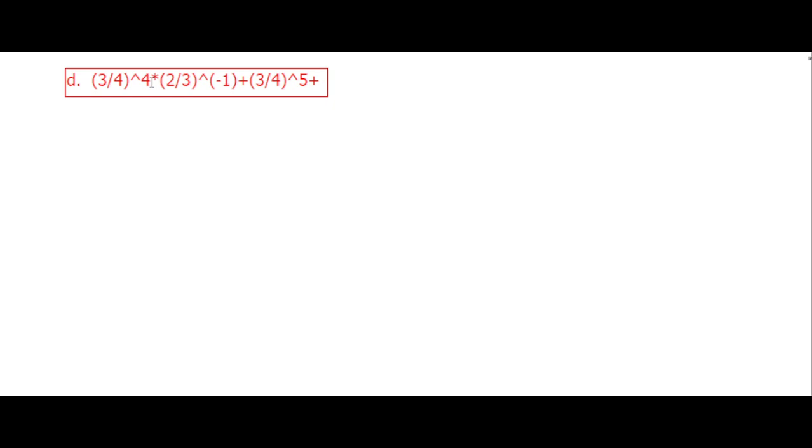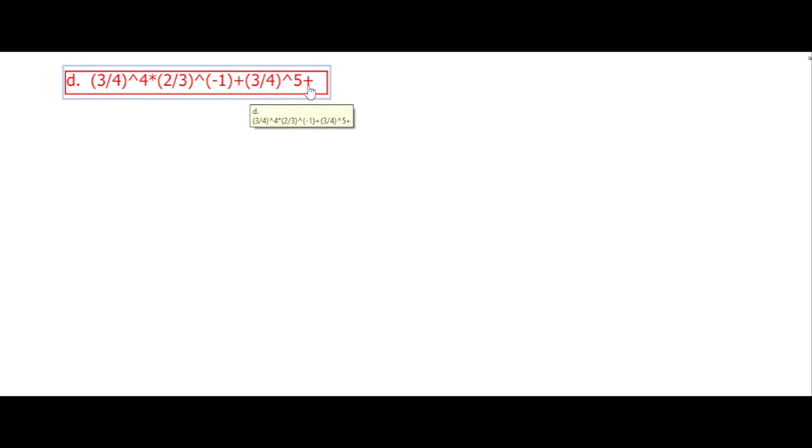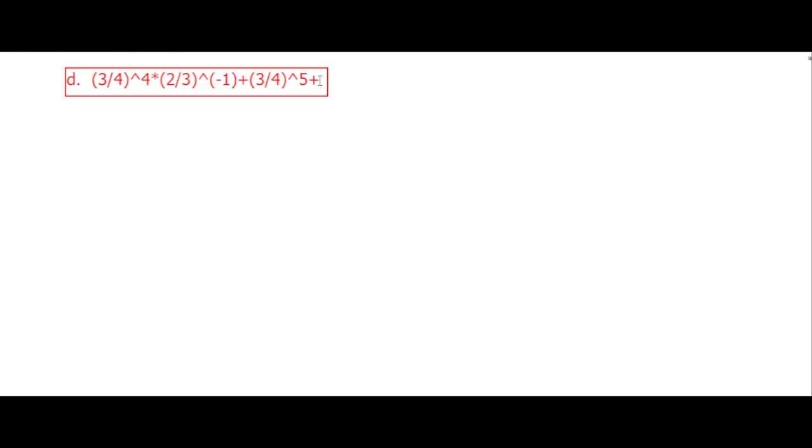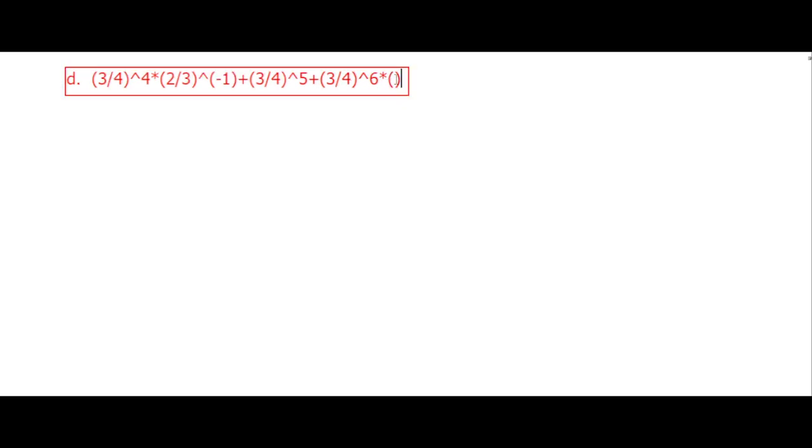Plus, for k equal to 3, let's substitute 3 here: 3 plus 3 is 6. So here we have 3 over 4 to the power of 6 times, in brackets, 2 over 3 to the power of 3 minus 2. 3 minus 2 is 1, and 2 over 3 to the power of 1 is 2 over 3. So times 2 over 3, plus, and so on.